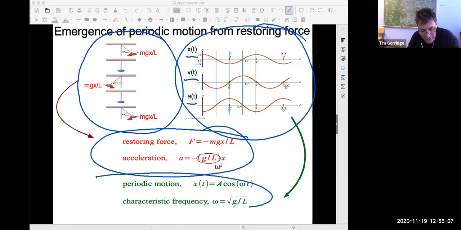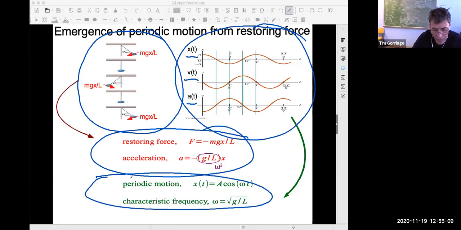So then you can write down the harmonic motion, that x, for example, or v or a, they all vary sinusoidally, and the characteristic frequency of those sinusoidal oscillations, omega, is determined by the square root of this coefficient. It's the square root not of spring constant divided by mass, it's the square root of acceleration of gravity divided by length of pendulum. And that's the theory of the pendulum.